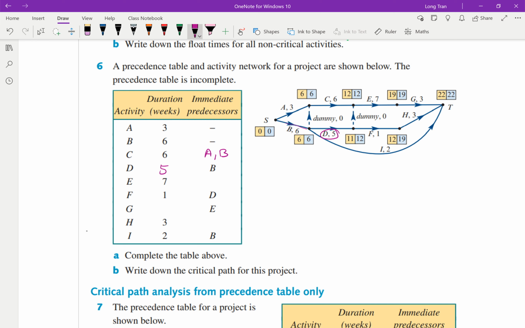And then E. So notice E has 2 points. This is where E starts. E relies on C finishing, but it also relies on D, the dummy, here to finish. So that means that E relies on a connection of C and D. Okay, and it has a weight of 7, all good. F is 1. Connected D, alright, cool.